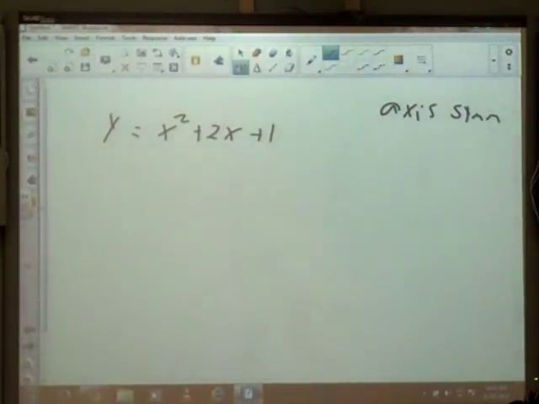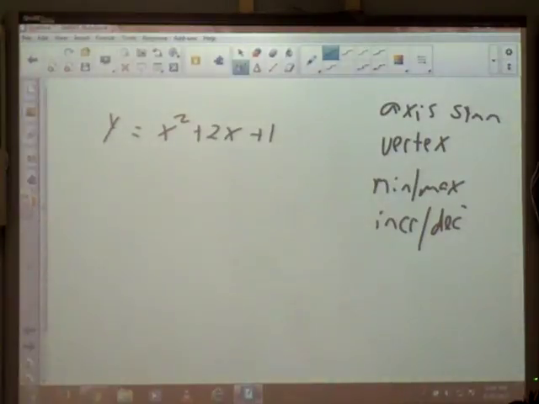Oh, it's already in the. I was nice to you. Oh, I want the, sorry, vertex. I want to know if it's a min or a max, and what is its min or max. Is this our homework? No, this is a 6-minute get it done. I want to know where it increases and decreases. Okay, so all of that, go.